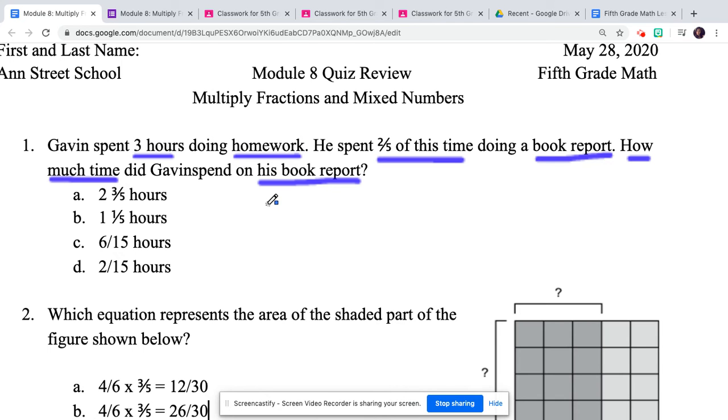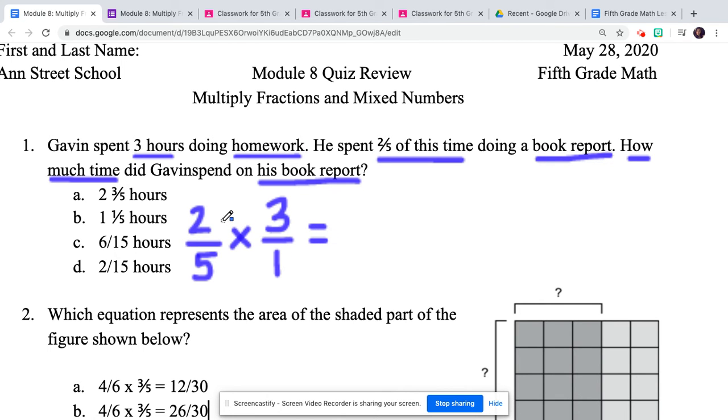So what we're going to have to do here is we're going to have to do 3, because that's the amount of hours we have doing total homework time. 2/5 of this time. So 2/5 of, the word of tells me to multiply. And I know I can only multiply a fraction by a fraction, so I'm going to go ahead and put this 3 over 1. When I do 3 divided by 1, that's still 3. So I haven't changed the value of this 3. It's still 3 hours, okay? It's just now in a fraction form.